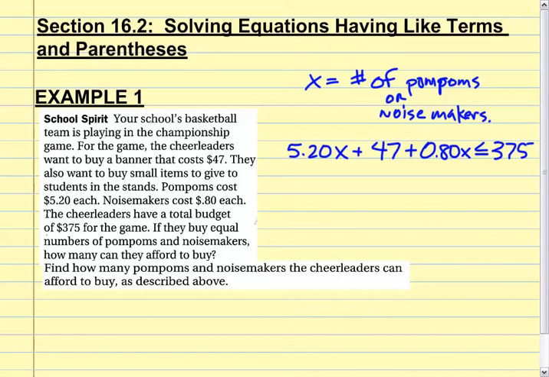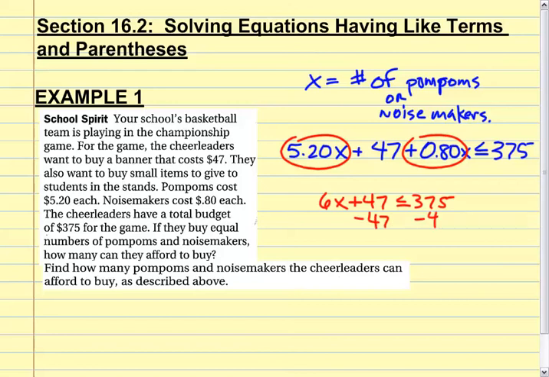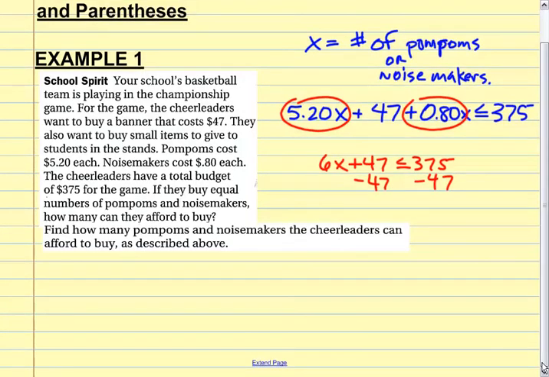What do I need to do first if I'm going to solve it? Combine like terms, this one and this one. When I put them together, what do I get? 6x, right? 6x plus 47 has to be less than or equal to 375. What do you want to do now? Let's subtract 47 from both sides. What do I have over here on this side? 6x is less than or equal to, what do I get on the right side?